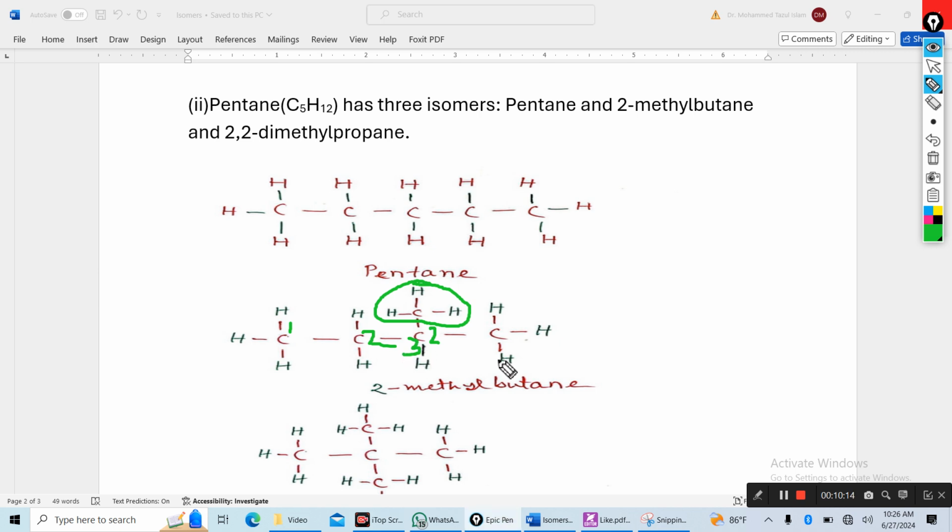If you count from the right hand side, this is the smaller number 2, so you count from the right hand side to get the smaller number. That's why it is 2 methyl butane. But if you count from the left hand side, this will be 3 methyl butane. So 2 is smaller than 3, and the correct answer will be 2 methyl butane.